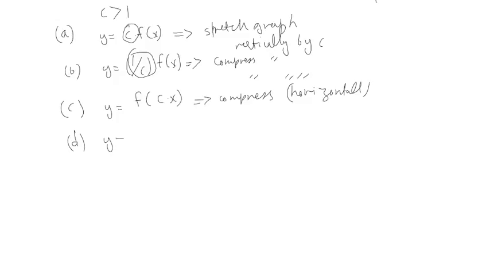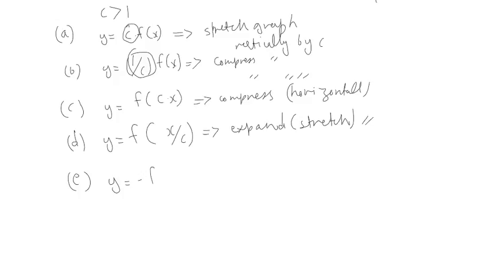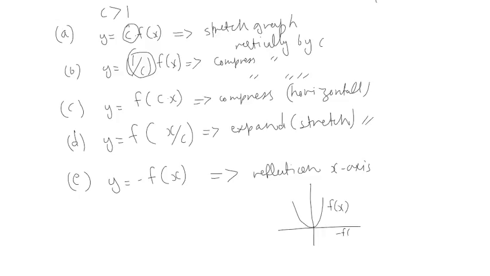Another example in this regard would be x divided by c. Well, in this case, you would expand or stretch it horizontally in the x direction. Another very important case is when you try to find minus f of x. This would be nothing more than a reflection in the x-axis. So if you have a function over here, something like this, after reflection, minus f of x would simply look something like this.